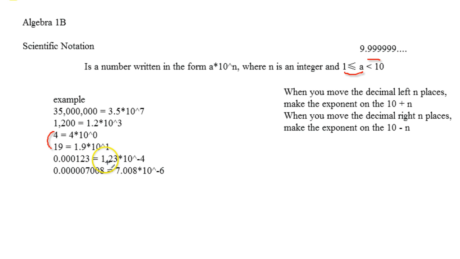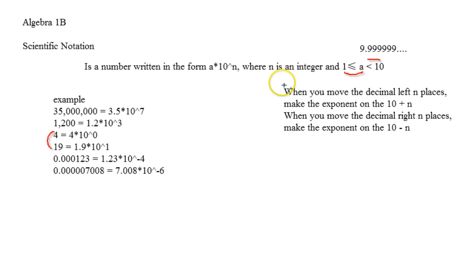0.000123 becomes 1.23 times 10 to the negative 4th, and 0.00007008 becomes 7.008 times 10 to the negative 6. Now you're probably wondering, how did they get all these weird exponents for all these numbers?